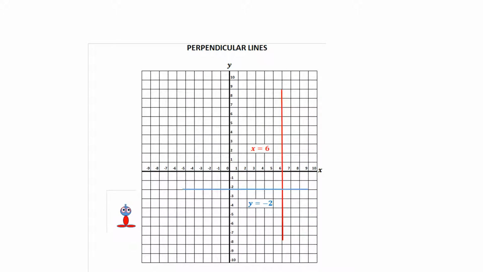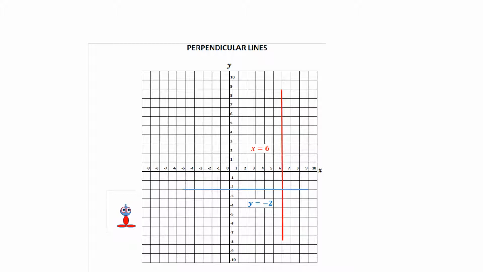Here we have the exception case for perpendicular lines. We have a vertical line and a horizontal line. Now, the vertical line has the equation x equals 6. It has no slope. The horizontal line is y is equal to negative 2. We don't see an mx there, but what it is, y is equal to 0x minus 2. Nobody put the 0x in there, so y is equal to negative 2.